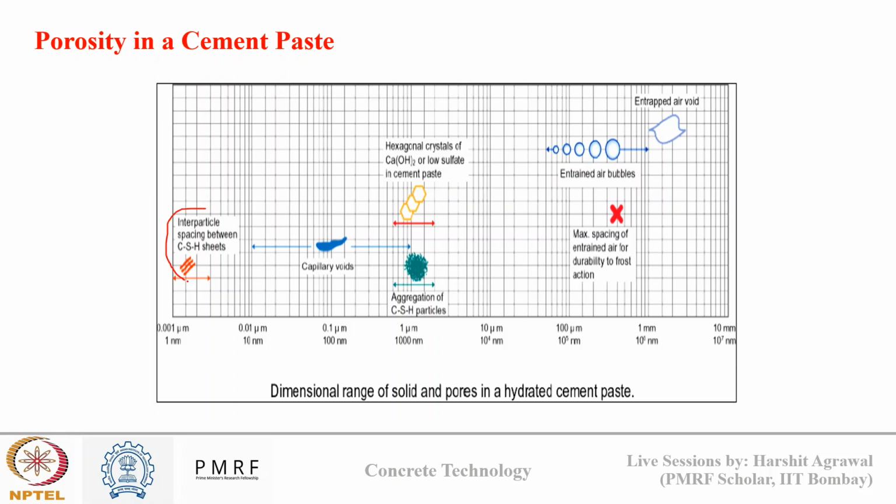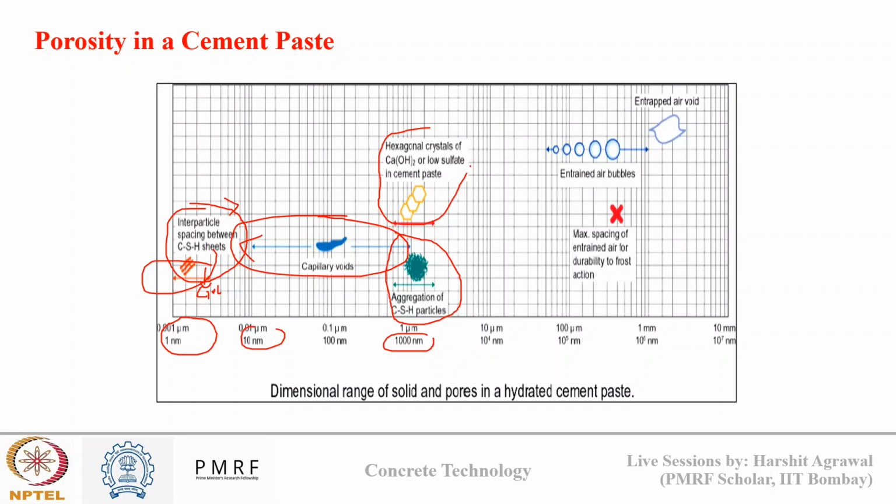These are my interlayer spacings between the CSH sheets, which are around 1 nanometer to 5 nanometer range. Here is where my gel pores will also lie. Now capillary pores are greater than gel pores, so they lie in the range of 10 nanometer to 1000 nanometer, or we can say 1 micrometer. So in this range we have capillary pores. There is aggregation of CSH particles, which is around 1 micrometer, and the structure of calcium hydroxide crystals and sulfates is also around this range.